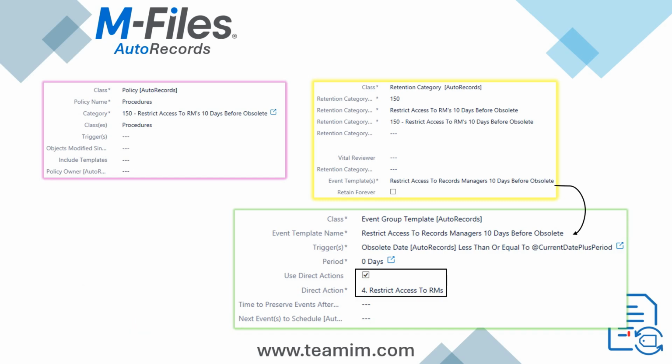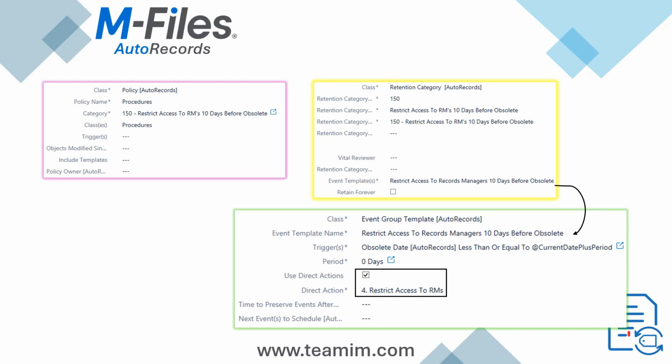Final thing we want to do is restrict access of the document to the records managers. We'll use a direct action that restricts access to RMs. This will change the permission of the file without invoking M-Files' workflow actions to perform any additional custom processing. And with that, our event group template is configured.